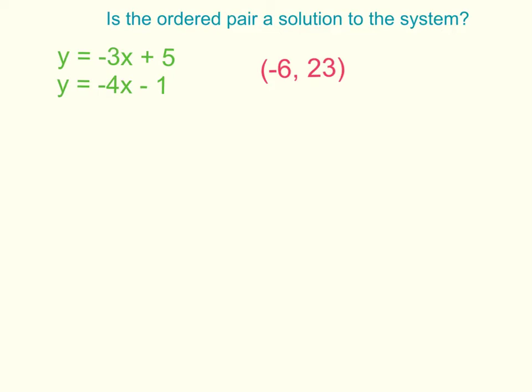Okay, here's the last example. y equals negative 3x plus 5 and y equals negative 4x minus 1. We need to find out if, when you graph these two lines, the point (negative 6, 23) is the solution. Go ahead and pause the video and try this one on your own.